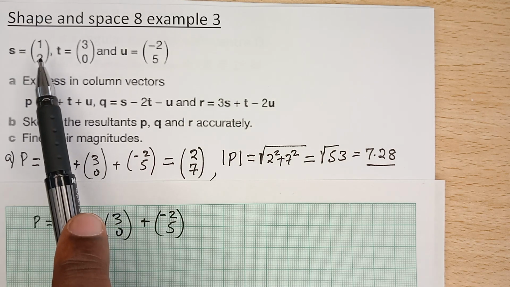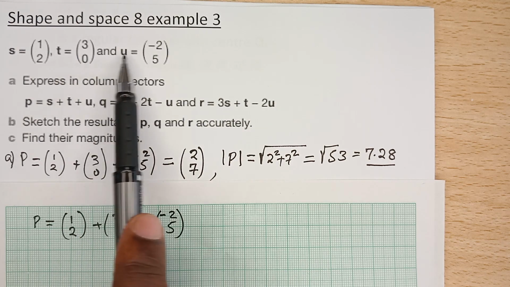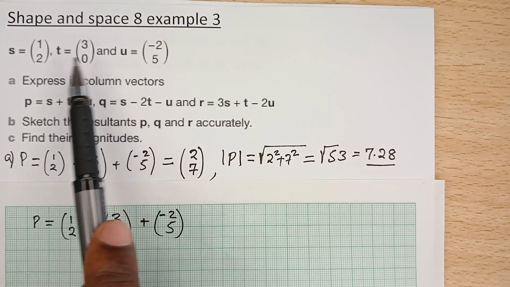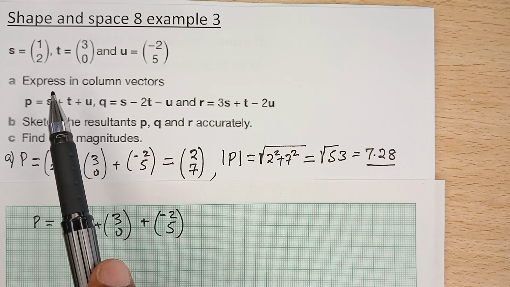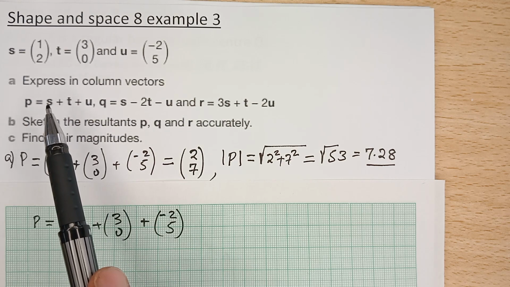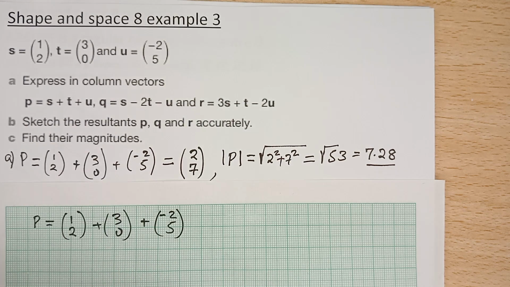In this video, I want us to explain example 3 of shape and space 8, still under vectors. S is (1, 2), T is (3, 0), and U is (-2, 5). All these are column vectors. Express in column vectors, vector P, which is S plus T plus U.